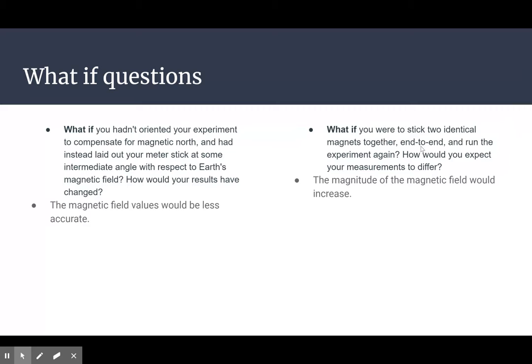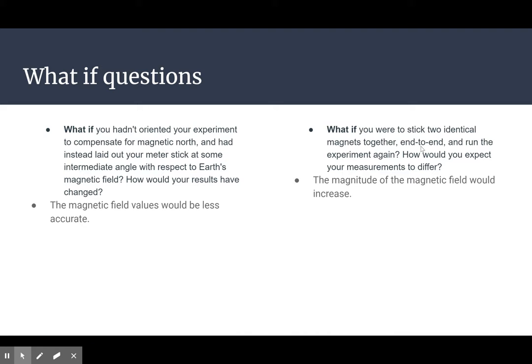Now we'll go to the what-if questions. The first one: what if you hadn't oriented your experiment to compensate for magnetic north and had instead laid out your magnetometer at some intermediate angle with respect to Earth's magnetic field? How would your result have changed? The magnetic field values would be less accurate since the Earth's magnetic field is interfering with the values measured.